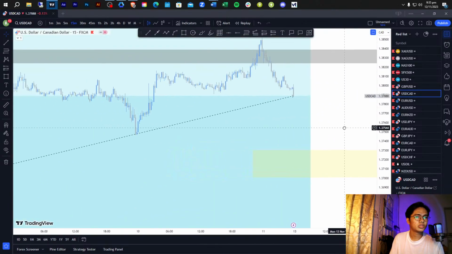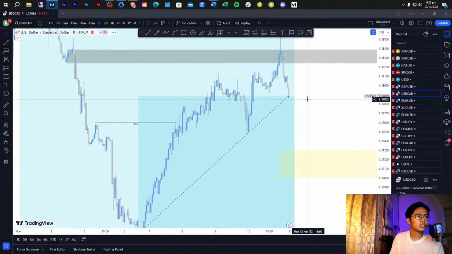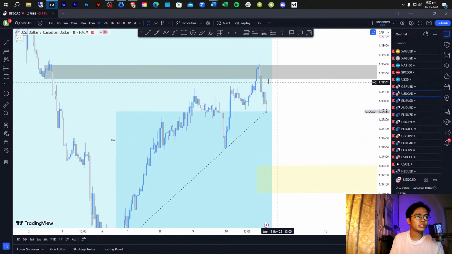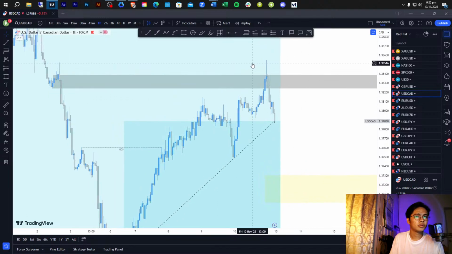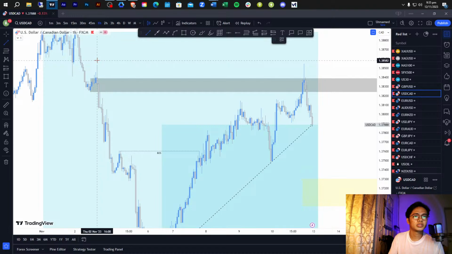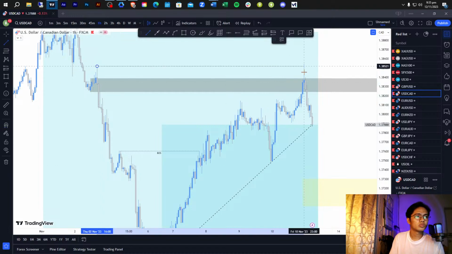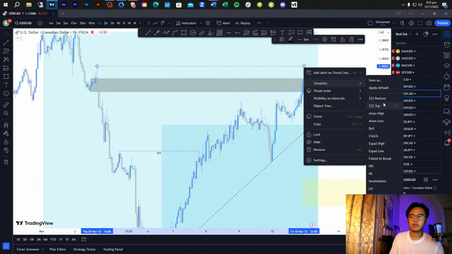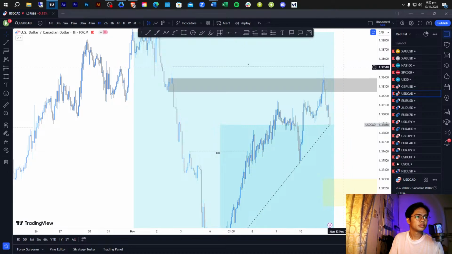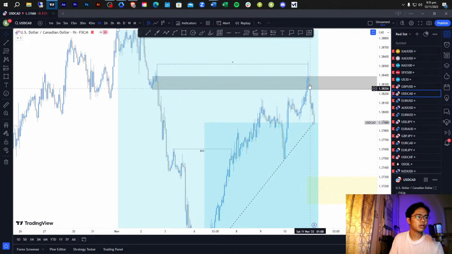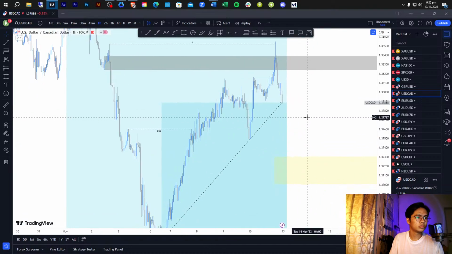On this retracement, we also can see that the price took some liquidities in this area. That's why it really has this volume to go down.